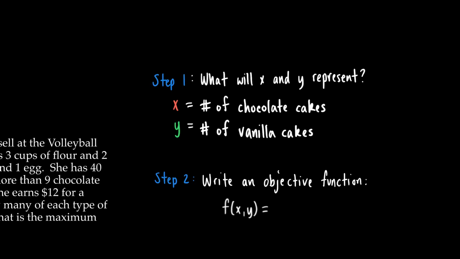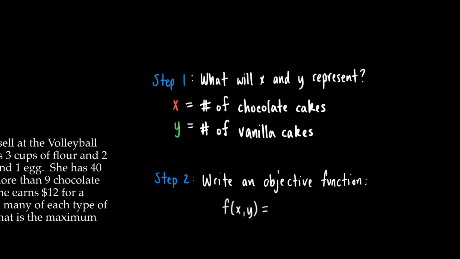Generally when you get linear programming problems, you're going to want to answer that question when you're figuring out what you want your X and Y to represent: what are we trying to decide, how much to make or how many hours to have people work or whatever. Okay, so X is the number of chocolate cakes, Y is the number of vanilla cakes.